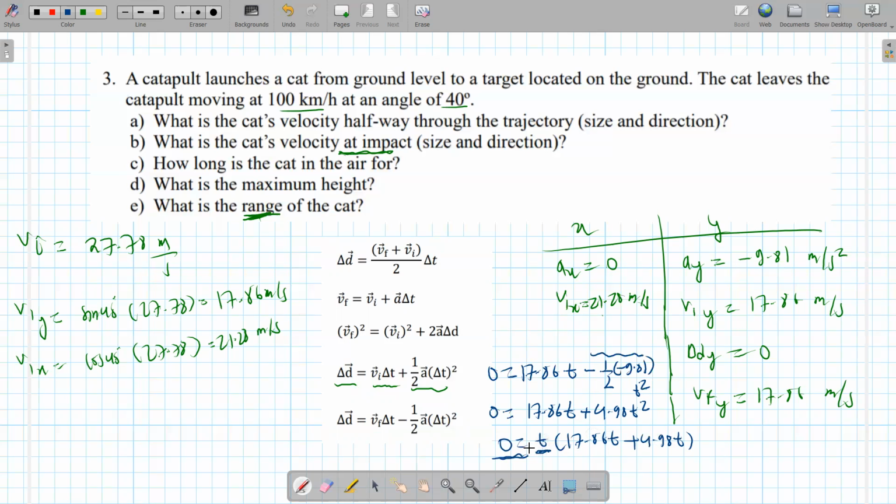Either time is going to be 0. A quadratic, how does that work? If you have (x minus 3)(x plus 2) equals 0, either this bracket is 0 or this bracket is 0. So either t is 0, that doesn't help us. T is 0, d is 0, that makes sense. So that means this must be 0.